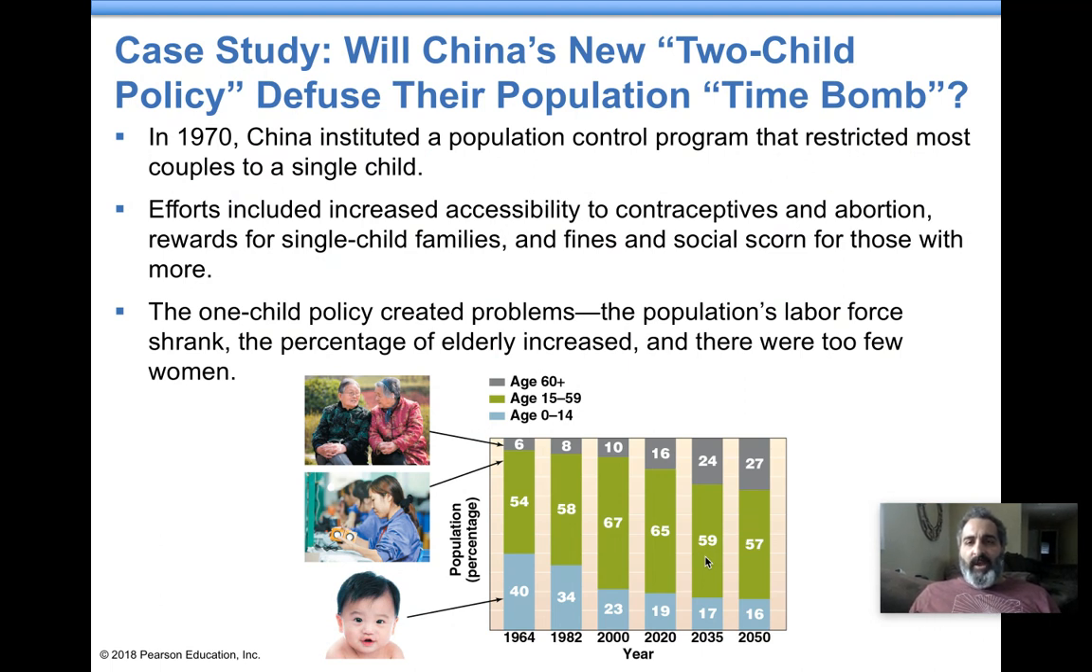China had a one-child policy. It created a lot of problems for them. They had issues with their labor force. They had a bad ratio of males to females. It created a lot of problems. The population started getting older. It had a lot of impacts on their society as a whole.